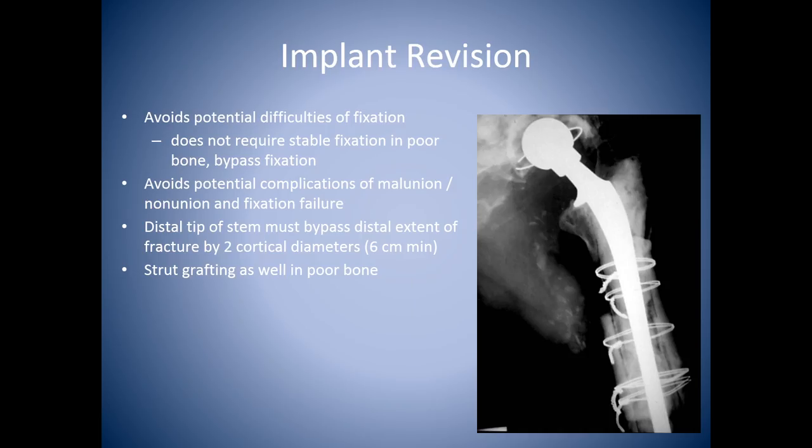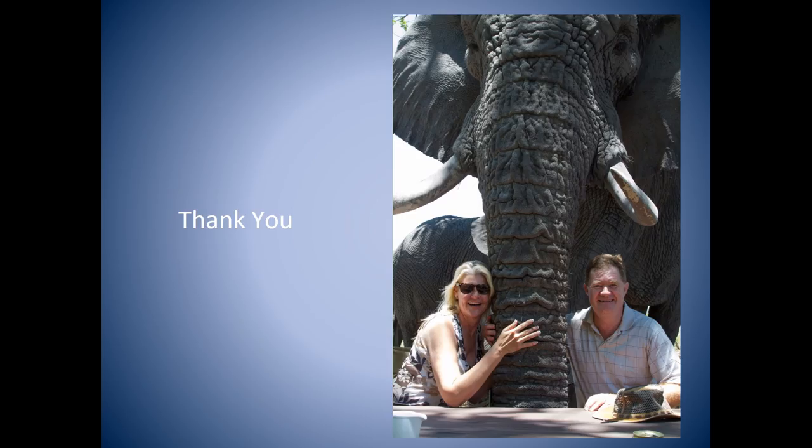And just lastly, I'll briefly touch on the revision. Basically, the revisions are for all those patients where you've got loose implants, and it avoids the potential of malunion, non-unions, etc. It's important to bypass the fracture. I use about 6 centimeters or 2 cortical diameters as a minimum of bypassing with your long stem revision prosthesis. And most of the time I'll use a non-cemented type of implant. Thank you very much.